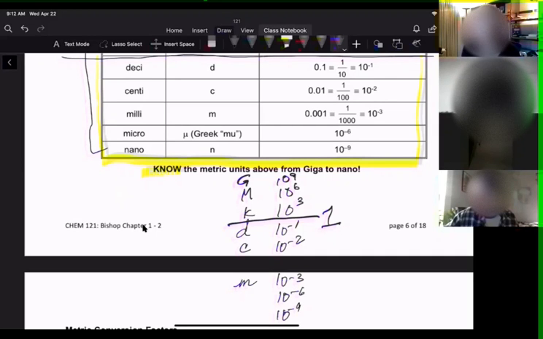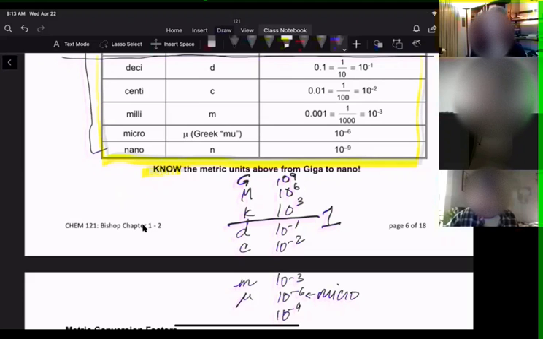Now we're out of m's. This is micro, right? So that gets a mu. It's a Greek M. And then 10 to the minus 9 is nano. So know those conversions.